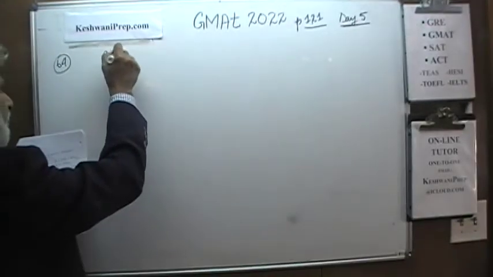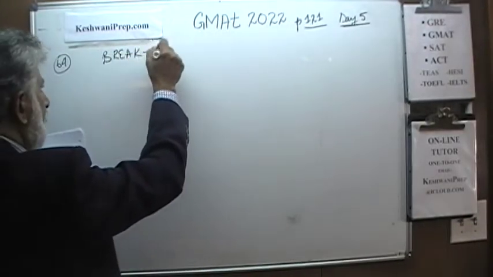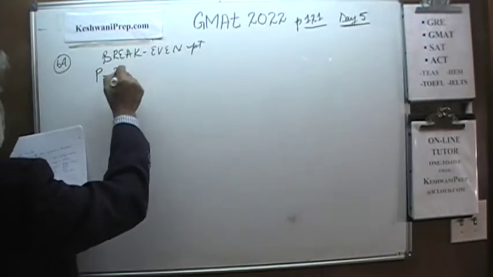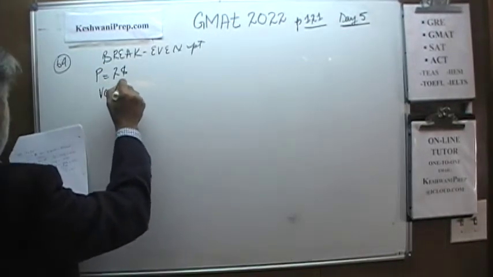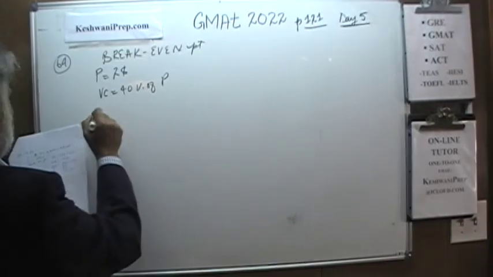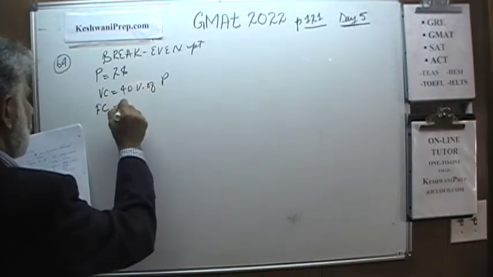Number 64 and 65 has to do with break-even point. We're asked to find the break-even point. We are told that the price is $2. We are told that the variable cost is 40% of price. We are told that the fixed cost is 5,040.